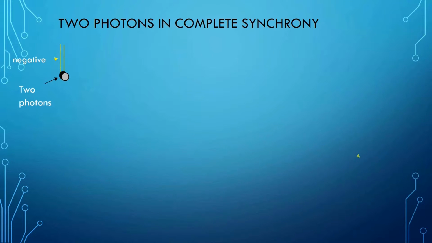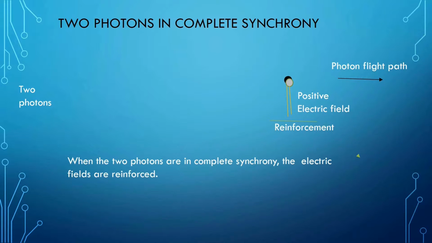Now let's examine what happens if two photons are traveling side by side and their elastic string cycles are in synchrony. The two photons shown in this slide are in complete synchrony. They are creating their negative electrical fields at the same time, and they are creating their positive electric fields at the same time. For this reason, both negative and positive electric fields increase in intensity. Physicists refer to this as reinforcement. When two photons are in complete synchrony, the electric fields are reinforced.